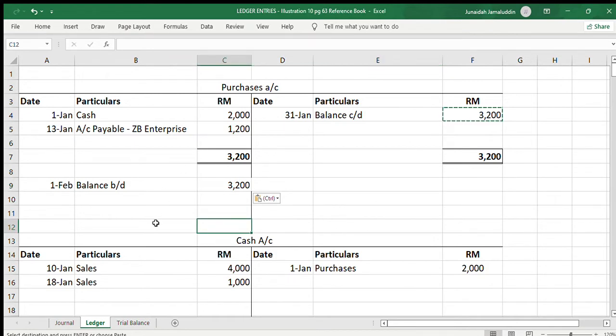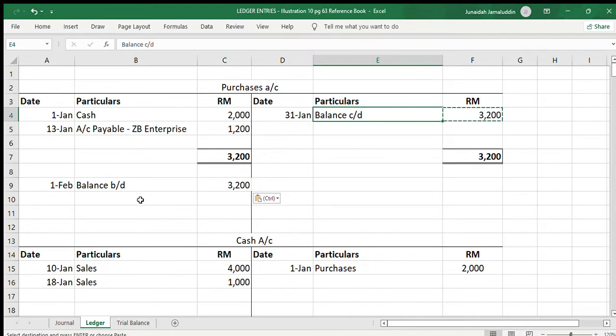Baki pada akhir bulan Januari ni ataupun balance CD, kita akan bawa ke bulan yang berikutnya iaitu pada 1 Februari, dan dia akan jadi balance BD ataupun balance brought down. Balance brought down ni adalah baki awal bagi sesuatu bulan. Kalau baki akhir, kita panggil balance CD. Baki akhir tu maksudnya baki pada akhir bulan. Baki awal, kita panggil dia sebagai balance BD.